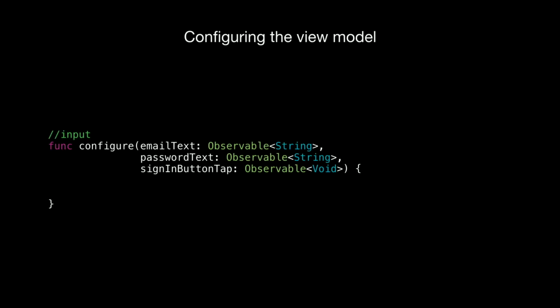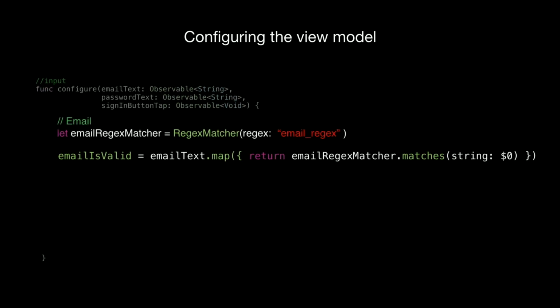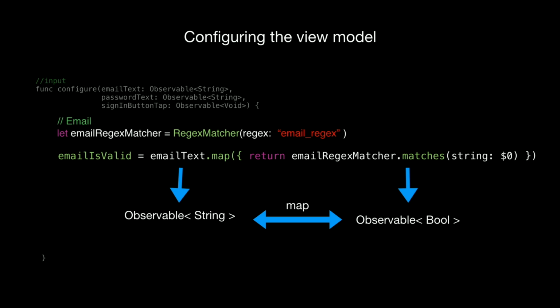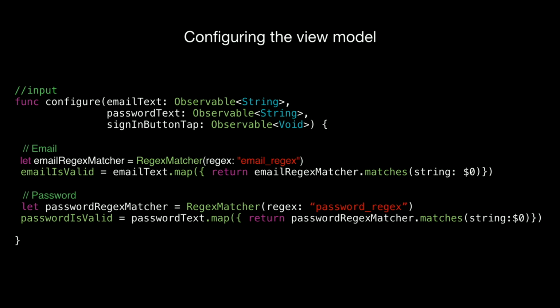So in the configure method of our view model, the view model gets the input observables from the view controller, and we'll see later how the view controller constructs those inputs, and tries to generate the output observables. So it constructs the email is valid, and how does it do that? It gets the email text, which is an observable of type string, and it maps it to an observable of type Boolean, which corresponds to whether the email is correct according to a regex that we use. And it does that by using the map operator. And we do exactly the same for the password is valid observable.